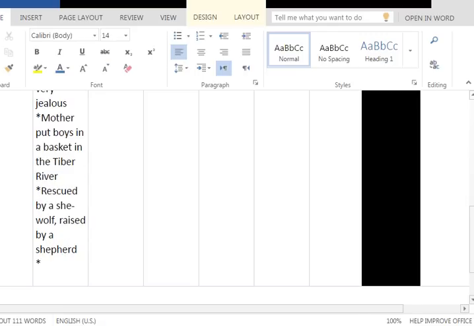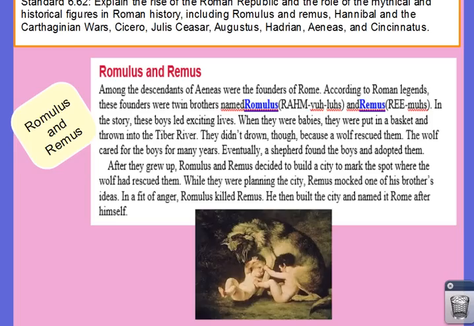Alright, so now we're going to go back to our story. They didn't drown, though, because a wolf rescued them. The wolf cared for the boys for many years. Eventually, a shepherd found the boys and adopted them. After they grew up, Romulus and Remus decided to build a city.